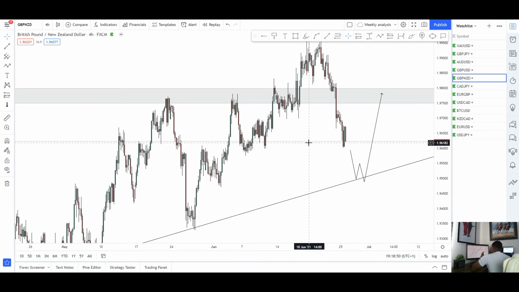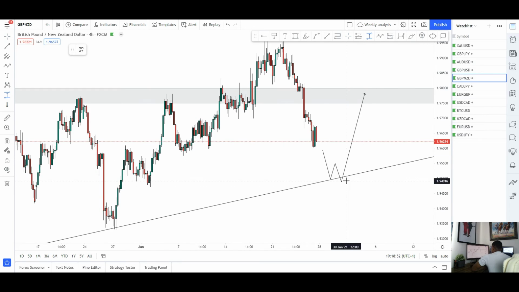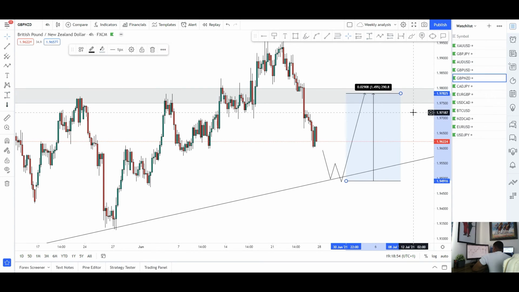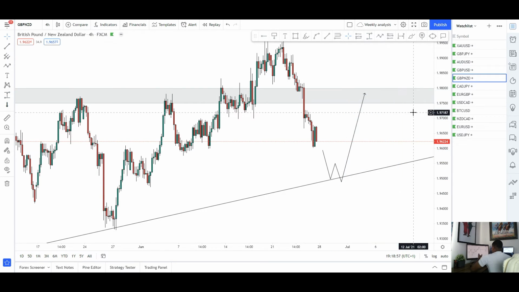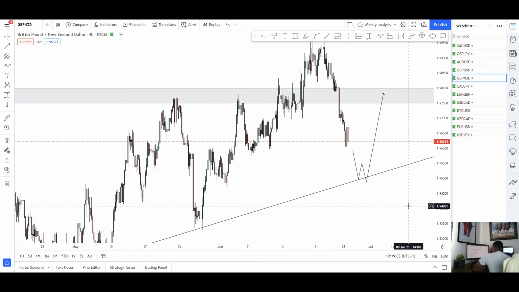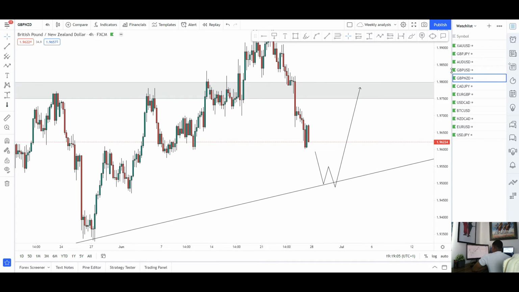So that could be a really nice trade. I think there's good mileage on that, again around 290 pips, so more than enough pips to catch on that move to the upside, but again just wait to see if we can get a nice rejection of that trend line and a nice push back up to 1.98.